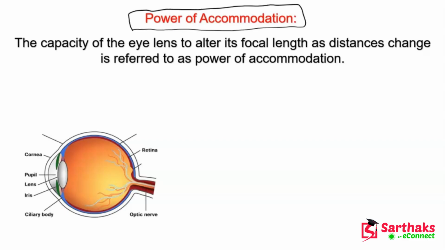So what is the power of accommodation? Basically, the power of accommodation is nothing but the capacity of an eye lens to alter its focal length. To alter its focal length. Now we know that, let's suppose this is your lens, and this lens is connected with these ciliary muscles. Okay, these are the ciliary muscles.